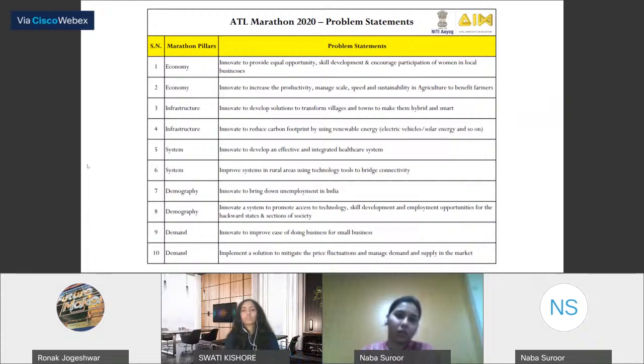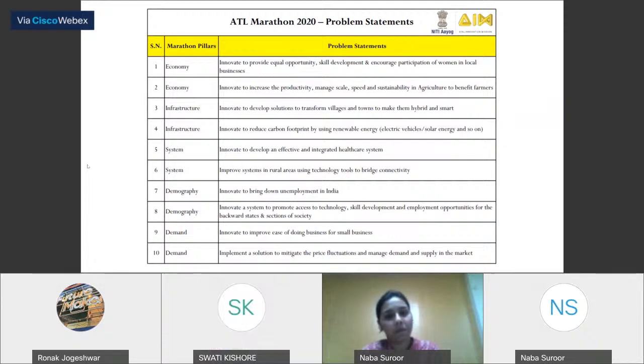In economy, you have two problem statements where you are trying to provide equal opportunity, skill development, and encourage participation of women in local businesses, and innovate to increase the productivity, manage scale, speed, and sustainability in agriculture to benefit farmers. Now, what kind of innovations you can create under these problem statements or marathon pillars has been one of the most popular questions by some of the students, and they asked whether we can shed some light on some of the ideas that come to our mind when we think of these kinds of problem statements. So let's talk about economy.